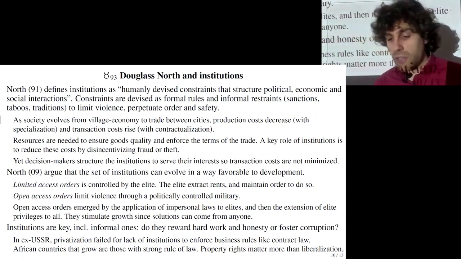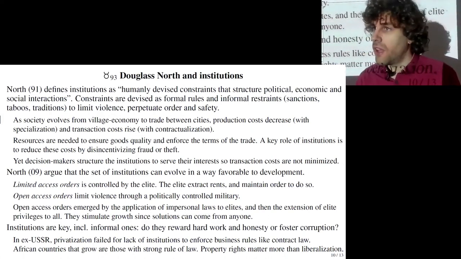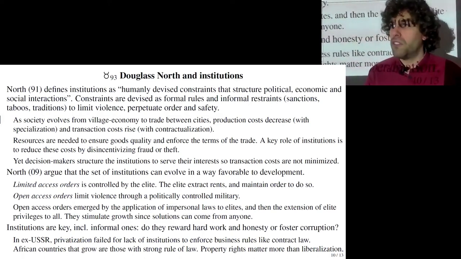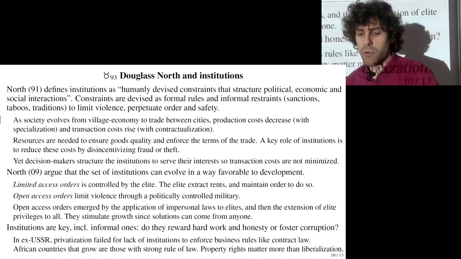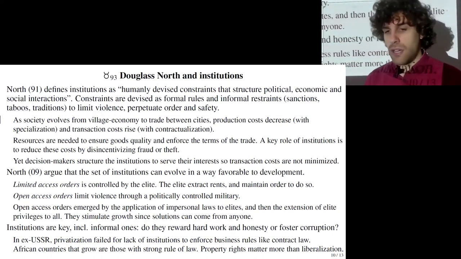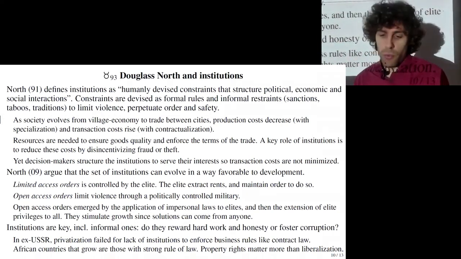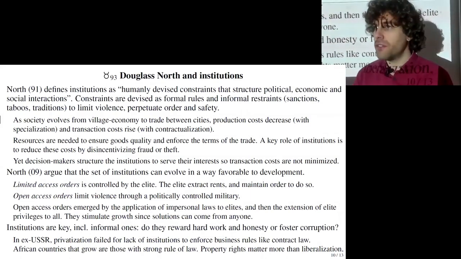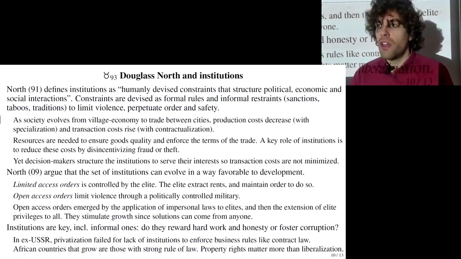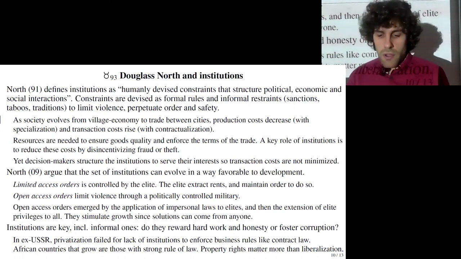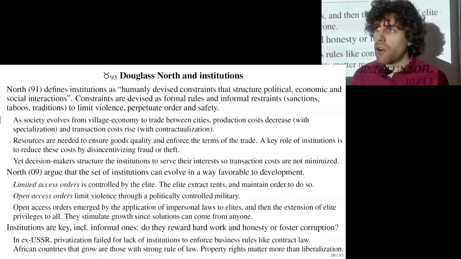And actually, North argues that property rights, their enforcement in an impartial way, matters a lot for development, while liberalization doesn't matter that much. But liberalization is what is advocated by international institutions like the IMF or the World Bank, in the so-called Washington Consensus. They push low-income countries to reduce tariffs, to reduce sometimes public spending, to reduce the size of government regulations, and so on, to liberalize, in a word.